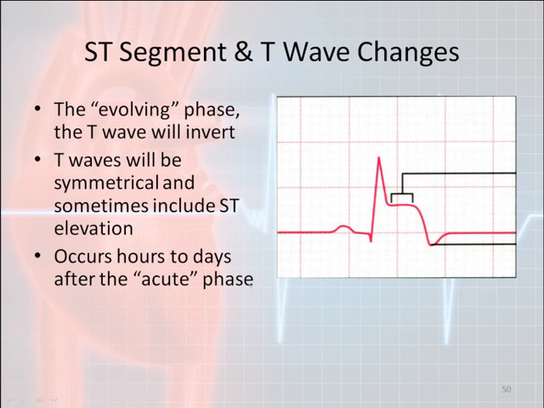is the evolving phase. Now the evolving phase, what will happen is your T wave, which was going up this way, has now everted. But look at this, we still have our ST segment elevation. This could occur hours to days after the acute phase. It may not occur at all. We may not see this at this point in time. But the point is that for the evolving phase, the T wave will evert or invert with ST segment elevation.